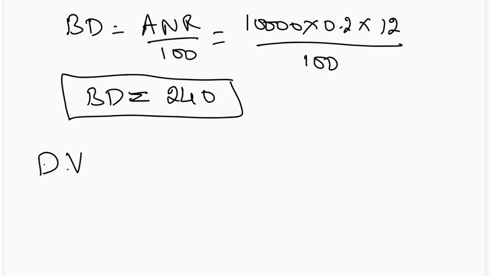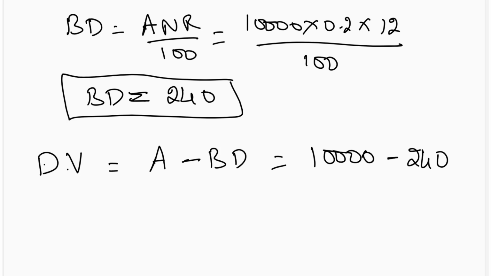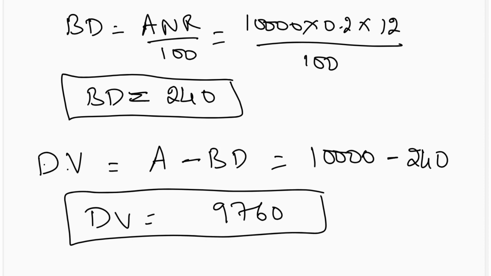Now the formula for discounted value is A minus banker discount. So 10,000 minus 240. So the discounted value was 9,760 rupees. This is the value at which the bill was discounted.